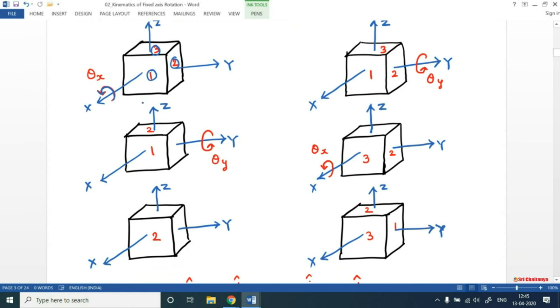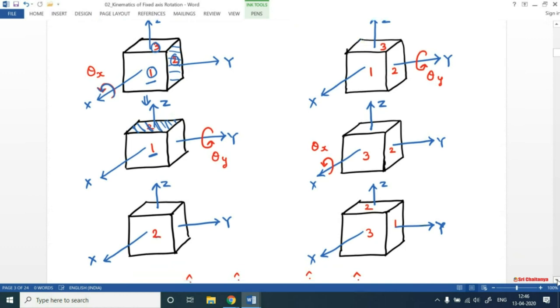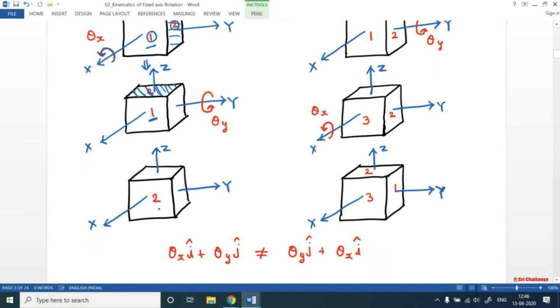Here, if we rotate by theta x along the x-axis, this face over here will go up. So this 2 will come over here, and this 1 will stay as it is, and the lower face will come to the right. So this is the orientation after displacing by theta x along the x-axis by 90 degrees. And now, after that, if we displace it by angular displacement theta y equal to 90 degrees along the y-axis, the upper face will come to the front. So this face would be over here. So the angular displacement in this case we can write as theta x i cap plus theta y j cap.